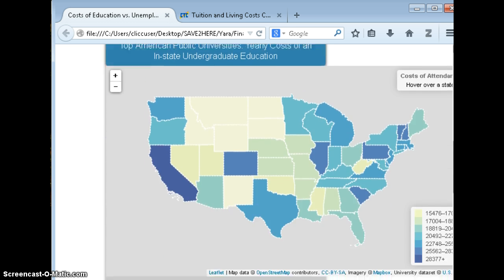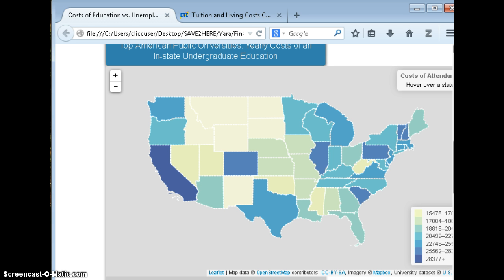The second map, as you can see here, shows 50 of the top American public universities, one per state, and their corresponding cost of attendance per year for the in-state undergraduates. The data used for this map was found by U.S. News and World Reports, but I created my own CSV file using their information and incorporated it into a U.S. Census shapefile.